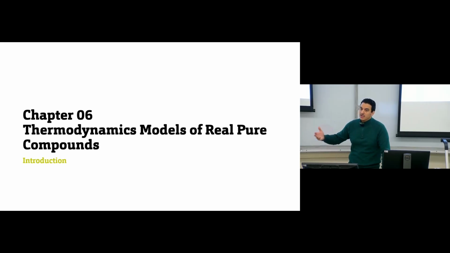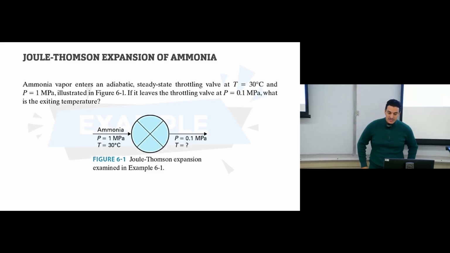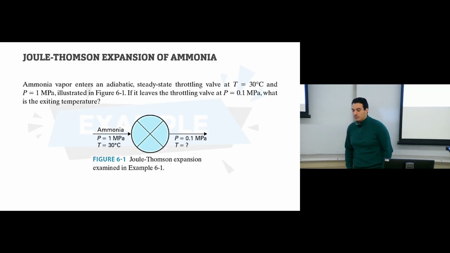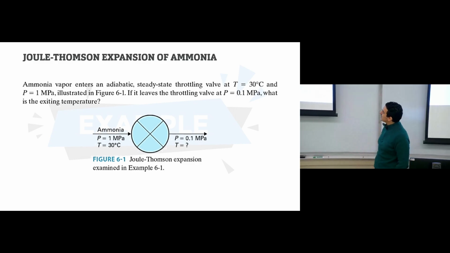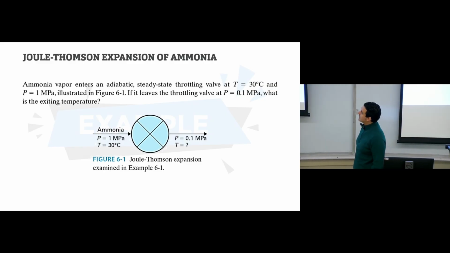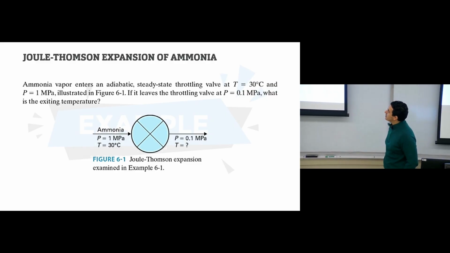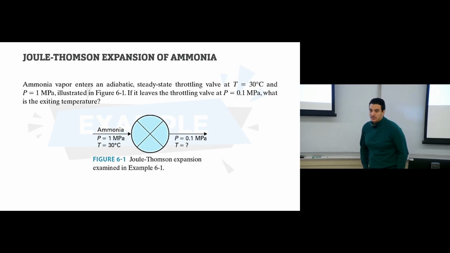We should understand why we need to develop these models. We already have some appendices and figures, and some basic relations we explained in previous chapters that we can use to find the value of a thermodynamic property. One of these is similar to this example that we solved before. We have ammonia vapor going to a throttling valve, which is adiabatic, steady state. The inlet is at 30 degrees Celsius and 1 megapascal, and the outlet is 1 megapascal. Then we have figures and appendices that we can use to find the outlet temperature.